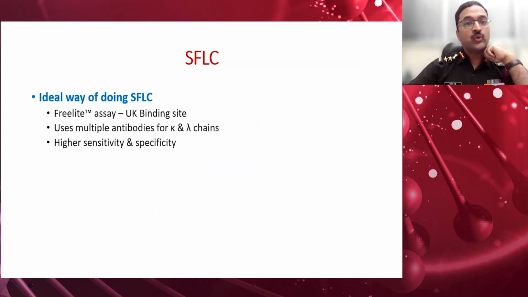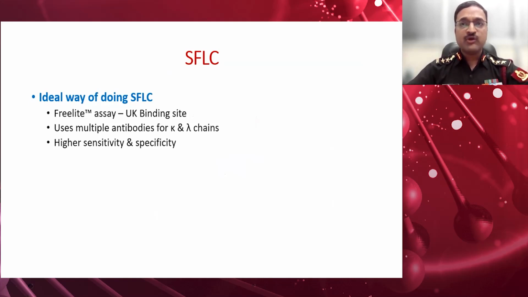So the best testing assay for free light chains is the one based on the Freelite binding set. Nowadays, we have additional tests available, which are also being standardized and used. In this particular testing, they use multiple antibodies for kappa and lambda chains, and they have higher sensitivity and specificity compared to the previously used light chain assays.